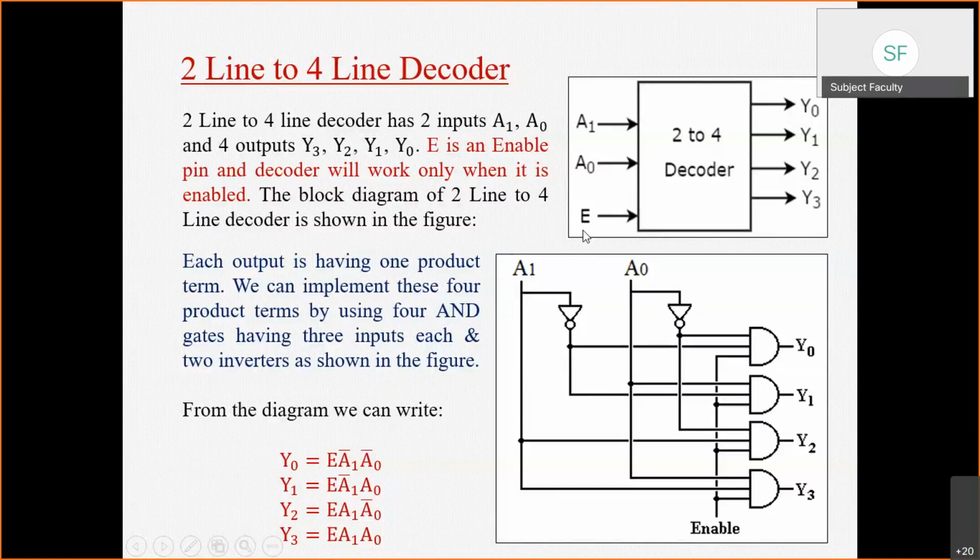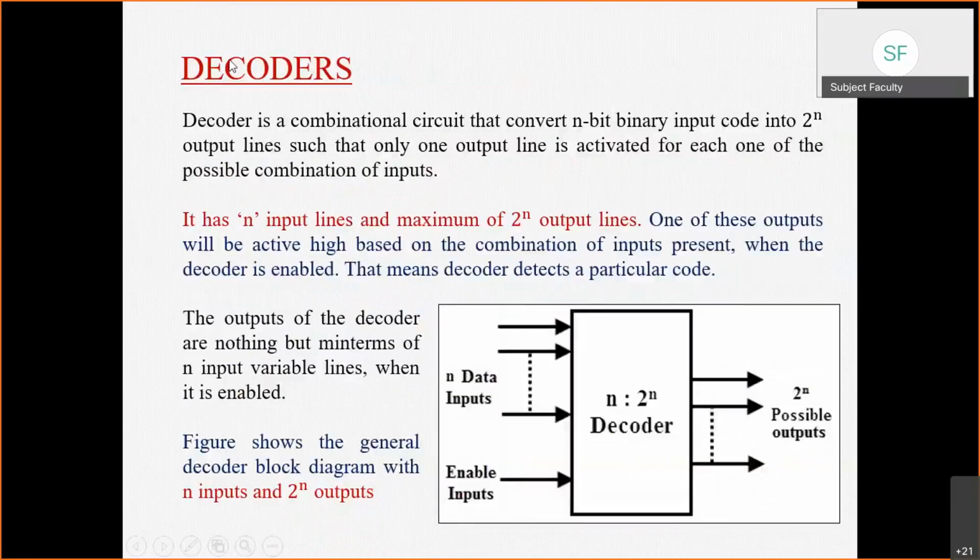In this discussion, we have assumed that our circuit is active high. So for active high, the value of this enable input should be 1. If it is active low, then it should be 0. Only after enabling, your decoder will work according to its function. So this is a very important point.